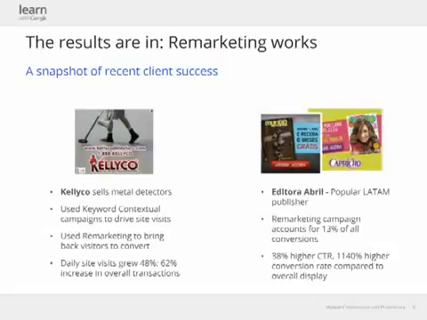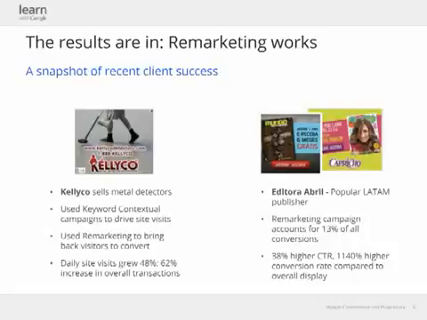So two good examples of how remarketing has worked are some recent clients of ours. First off is Kelly Co. Now, Kelly Co. sells metal detectors, so it's a very targeted audience that they try to address. Now, they were using keyword contextual campaigns to drive and attract new users interested in metal detector kind of categories onto their site.